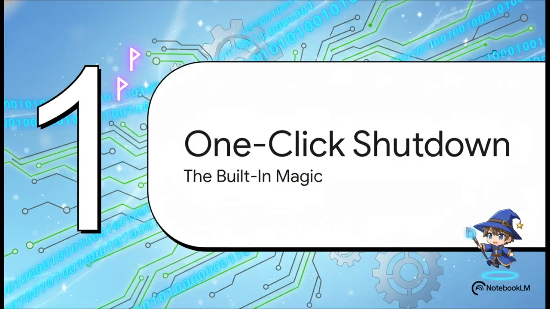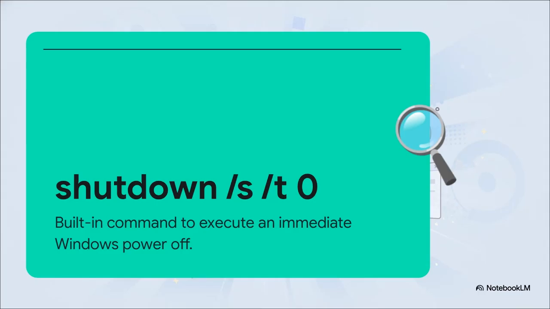Okay, part 1, the one-click shutdown and its built-in magic. To pull this off, we aren't just making a standard, run-of-the-mill shortcut to a folder or an app. We are actually speaking directly to the Windows operating system using a very specific command string. The core of this trick revolves around a built-in executable that is simply called Shutdown. When you use this, Windows immediately sends a shutdown signal. It stops running services, closes user sessions, unloads your drivers, and powers off the machine. And honestly, on modern systems with solid-state drives, it does this incredibly fast.